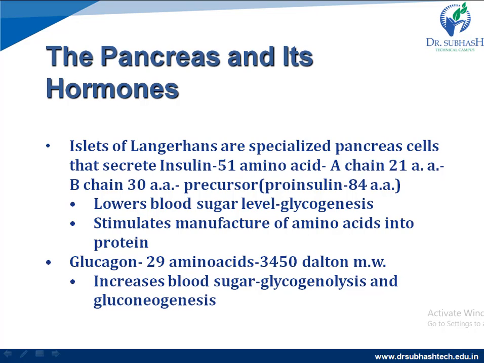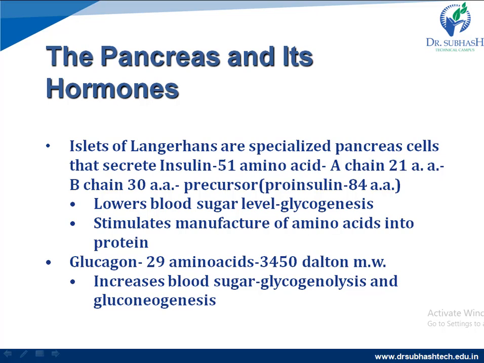It secretes insulin, which is made up of polypeptides. It includes 51 amino acids, in the form of two chains: the A chain that consists of 21 amino acids and the B chain that consists of 30 amino acids. Prior to the formation of insulin, a precursor, proinsulin, with 84 amino acids is formed, and from that some amino acids are removed and insulin is secreted.